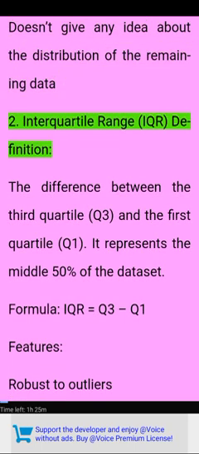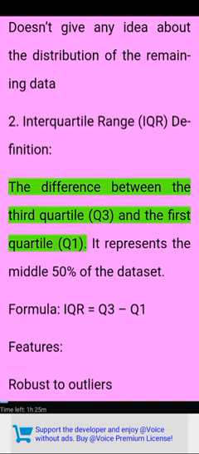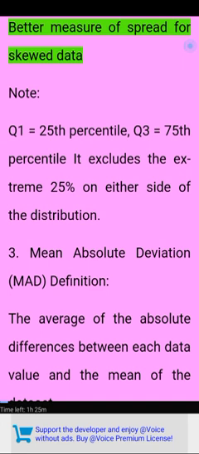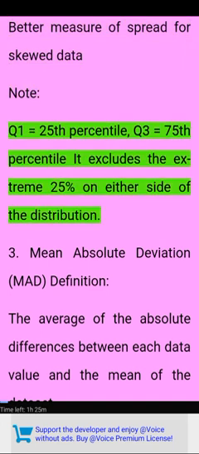2. Interquartile range, IQR. Definition: The difference between the third quartile, Q3, and the first quartile, Q1. It represents the middle 50% of the dataset. Formula: IQR equals Q3 minus Q1. Features: Robust to outliers. Better measure of spread for skewed data. Note: Q1 equals the 25th percentile, Q3 equals the 75th percentile. It excludes the extreme 25% on either side of the distribution.